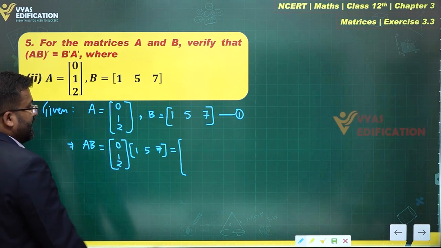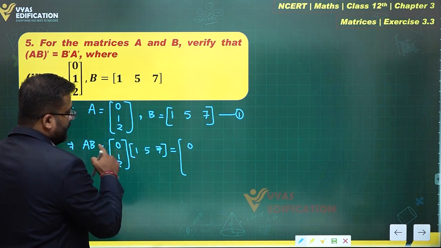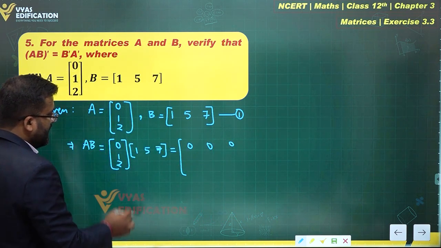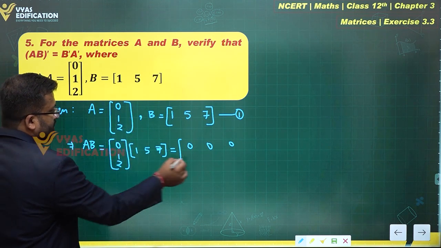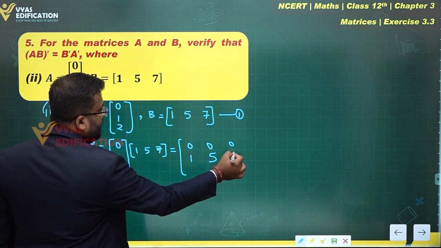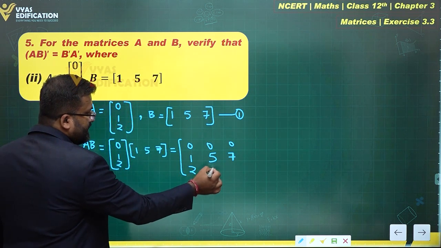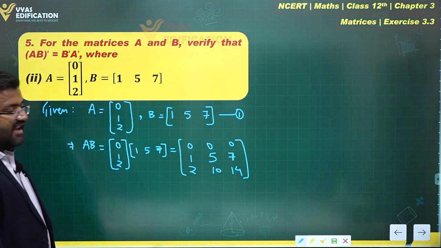And what will that 3 by 3 matrix be? First row gets multiplied with the first column to give us this. This is 0, the first row. Second column gives again 0. 0 times 7 is also 0. Second row with the first column, second column, third column will give us the second row. 1 times 1 is 1, 1 times 5 is 5, 1 times 7 is 7. Third row, 2 times 1 is 2, 2 times 5 is 10, 2 times 7 is 14. This is my matrix AB.